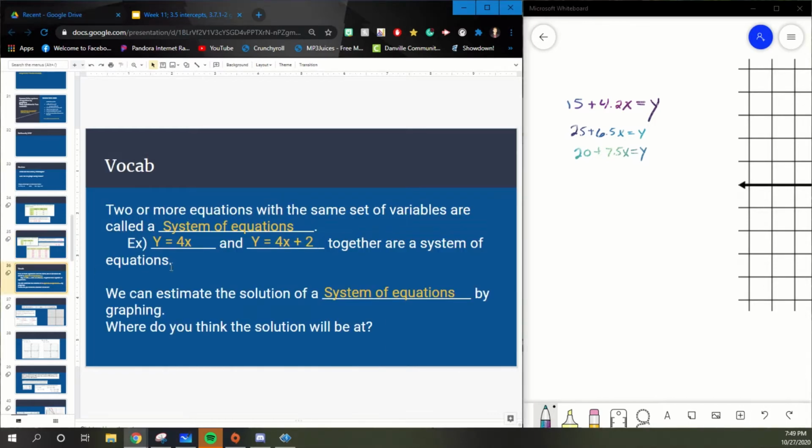One or more equations with the same set of variables are called a system of equations. So y equals 4x and y equals 4x plus 2 are a system of equations. Basically, this just means we have two or more lines together on the same graph. We can estimate the solution of a system of equations by graphing.